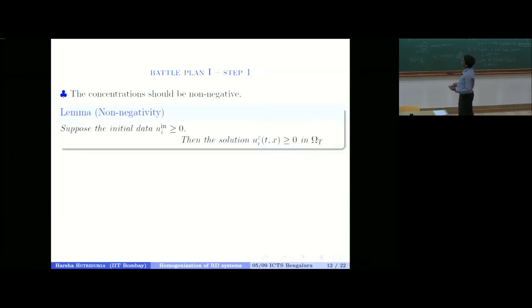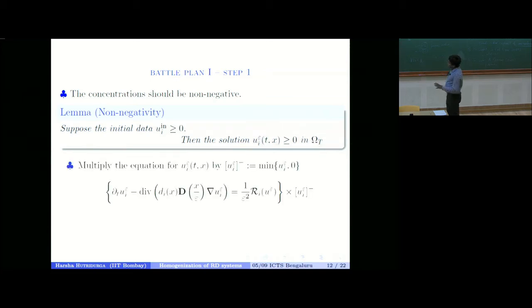Okay, this is what it says. So you start with non-negative initial data, you stay non-negative. This is a standard trick. It usually works. This is like an energy method. You take your differential equation and you multiply by the negative part of your concentration, u_i epsilon, which is simply the minimum of this function or 0. This is the negative part of your function, and you multiply.